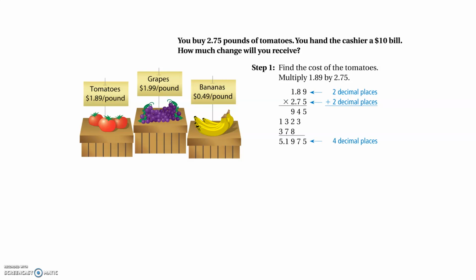And then I would get 5 and 1,975 ten-thousandths. And then I had 4 spots to the right of the decimal, so I moved it over 4 spots. 1, 2, 3, 4. All right. And then if I paid with a $10 bill, if that's how much I spent for the tomatoes, I need to figure out the change. All right. So the cost of the tomatoes is $5.20.